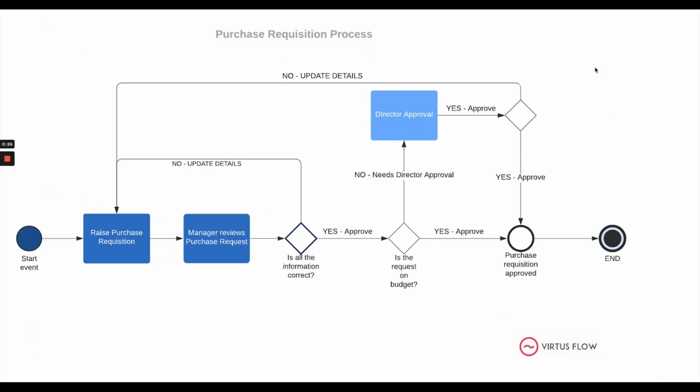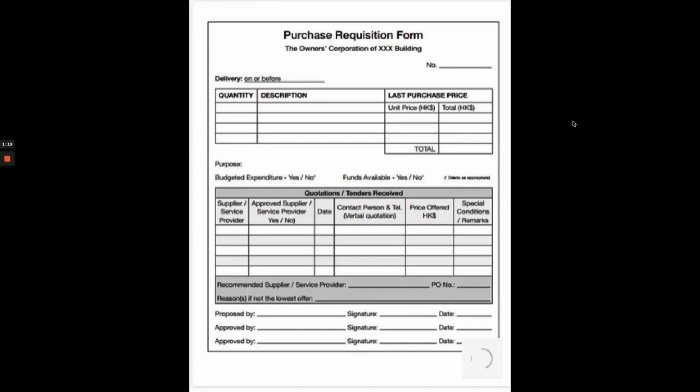Here we'll use the example of a purchase requisition process. In many companies, the process goes like this. Generally, there are three or more steps starting with a form that looks like this. You'll probably have a similar one that your company uses, either digital or otherwise.